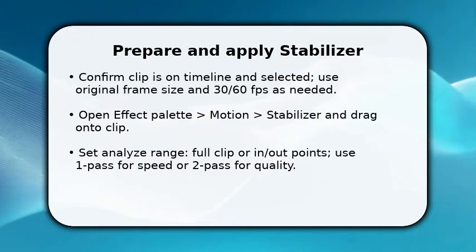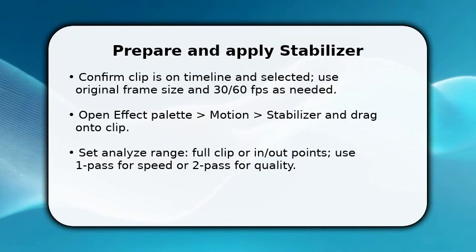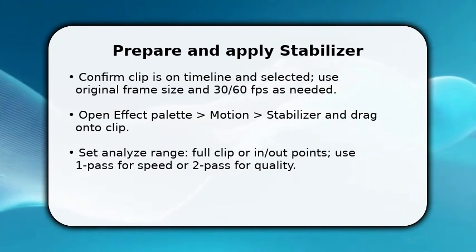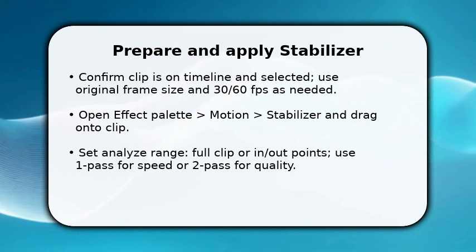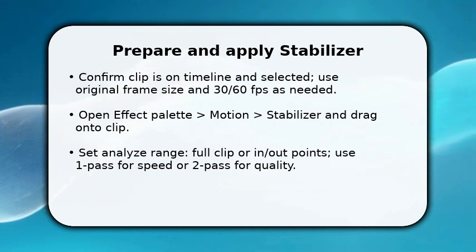You start by selecting the clip on the timeline and immediately apply the stabilizer effect from the effect palette. Once done, choose your analyze range, either the full clip or set in/out points, because that controls how much data Edius examines. Make sure to pick 1 pass for quick previews or 2 pass for higher accuracy.